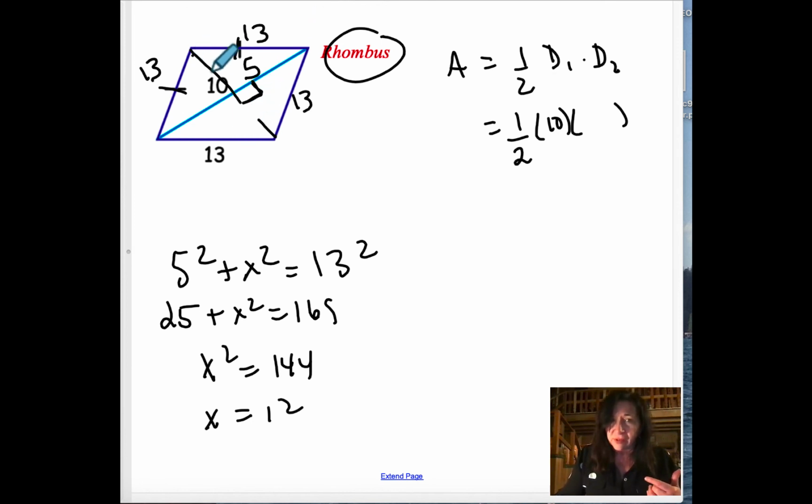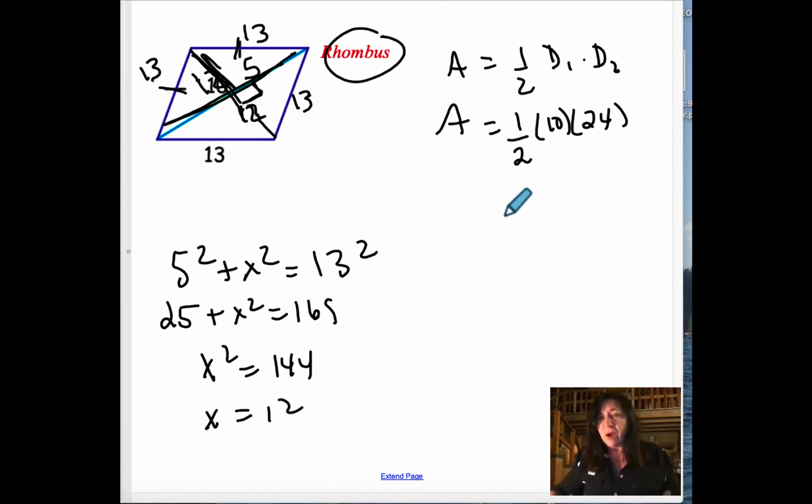No, wait, hold on. Let's see, 5, 12, and that's 13. Which means that this side is 12 also. This whole length is 10, right? But this is 12 and that's 12. Okay, so 12 plus 12 is 24. So the second diagonal is 24.